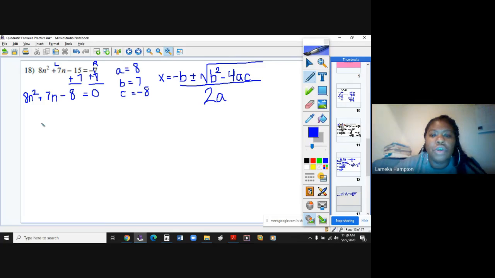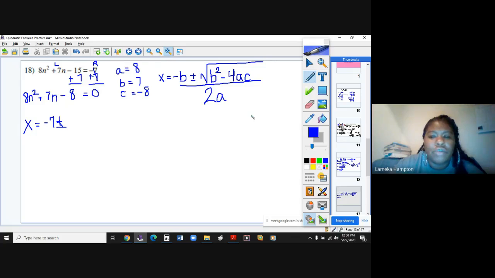All right. So when I do that, I now am going to have the following. I have x is equal to negative 7 because remember, b is negative in the equation. So because I have a positive 7, I now have a negative 7. So again, you got to know how positive and negatives work. Plus or minus.